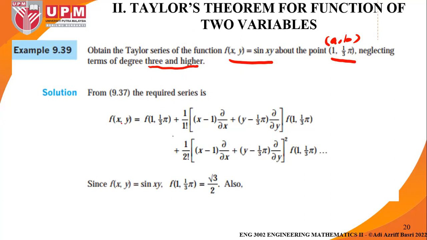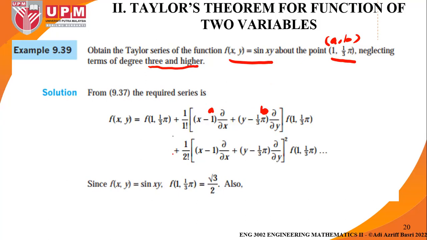So when we include this in terms of a and b, the function f(x, y) equals f of a and b, where a is 1 and b is pi over 3, plus 1 over 1 factorial, in the bracket (x minus 1), your a is 1, times the partial derivative over x, plus (y minus pi over 3), so your b is pi over 3. This is a, this is b, to the power of 1.